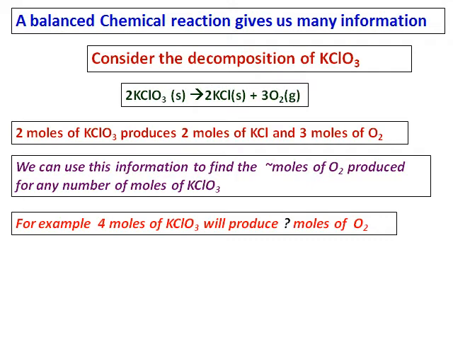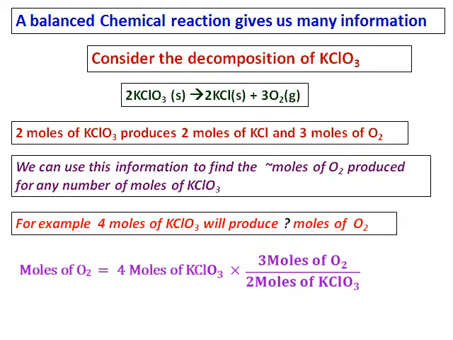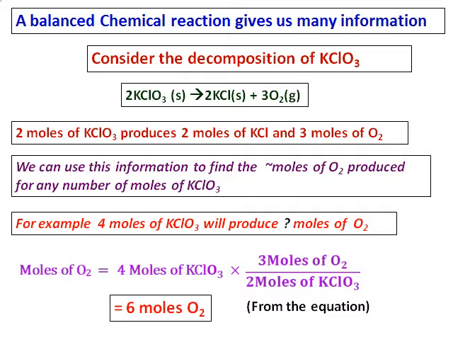So an example is: if I have 4 moles of KClO3, how much oxygen will I get? To set up the equation, write down moles of oxygen, and since the question asks for 4 moles of KClO3, write that down and then convert it using the equation into moles of oxygen. So the 2 moles of KClO3 go in the denominator and the 3 moles of oxygen in the numerator. The 3 and 2 are taken from the equation, and that comes to 6 moles of oxygen.